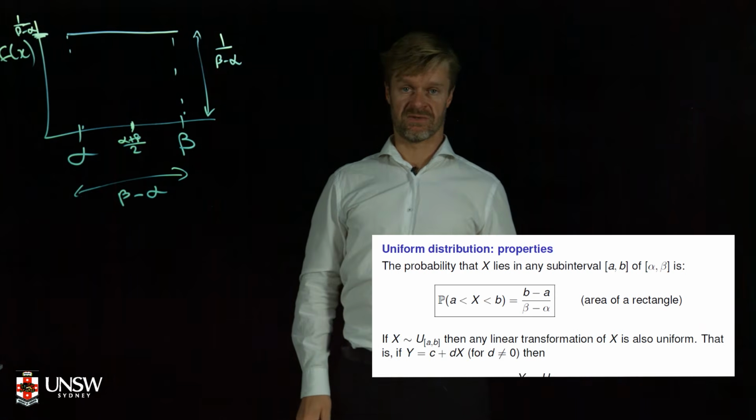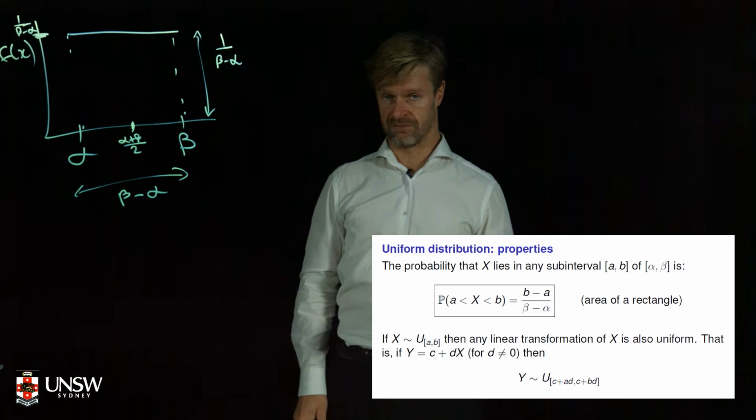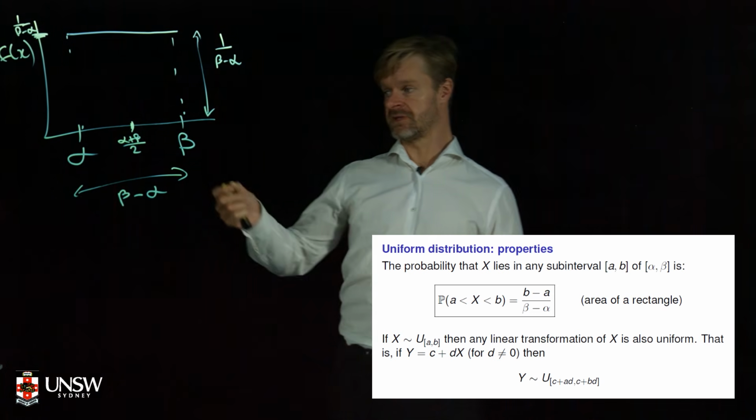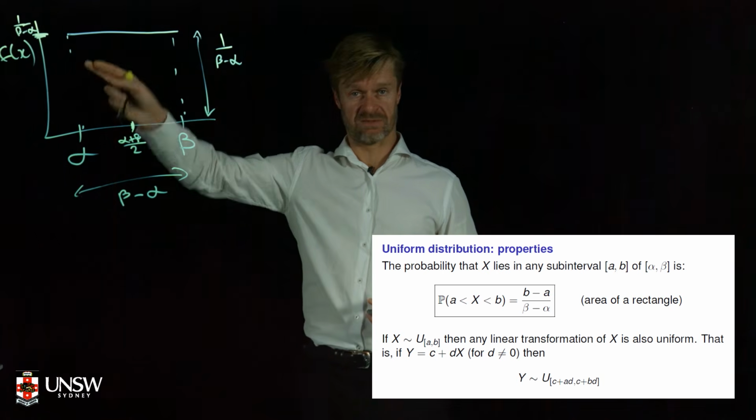And the other thing to know about the uniform distribution is that any linear transformation of it will still be uniform. All we're doing with a linear transformation is changing the scale of the x-axis. We're not changing the shape of the distribution.